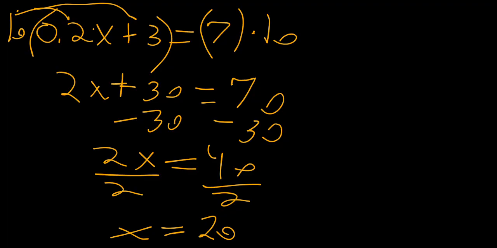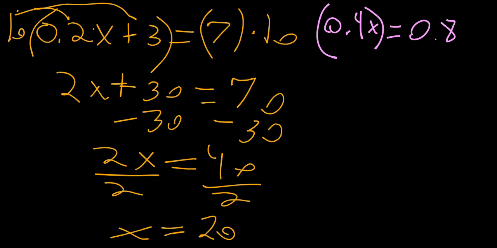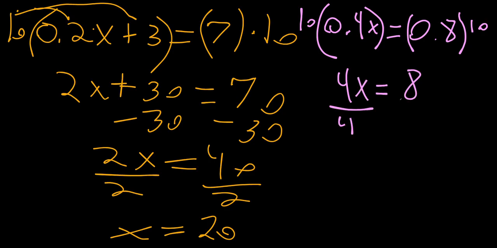For example, now let's go this way. What if we had 0.4x equals 0.8? How do we approach that problem? We have a decimal on both sides now. Well, let's multiply both sides by, what power do we need to multiply it by? 10. This time it's 10. Okay, that gives us 4x equals 8. Then we simply divide both sides by 4 to get x equals 2.